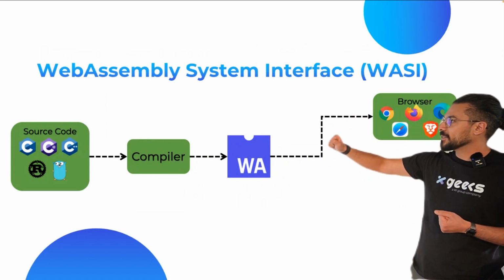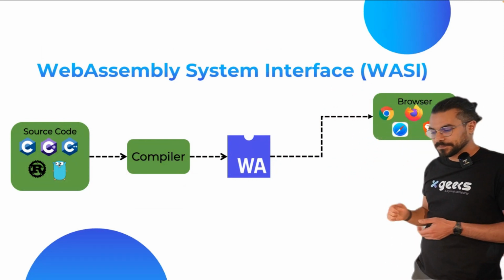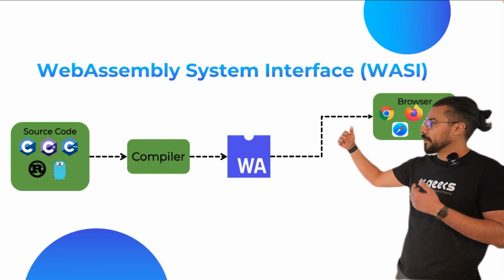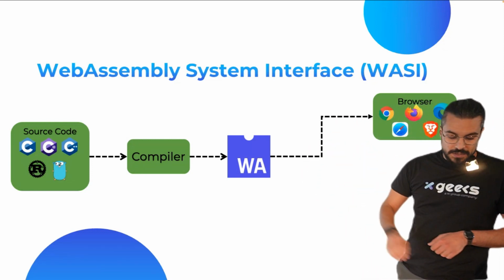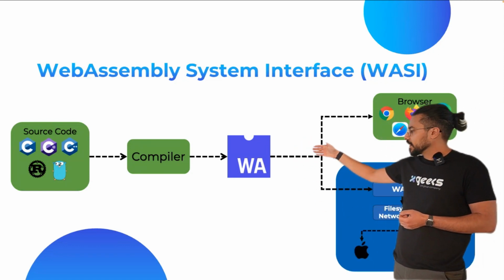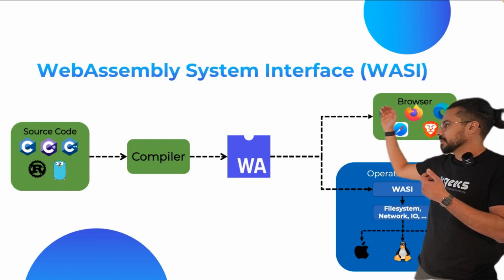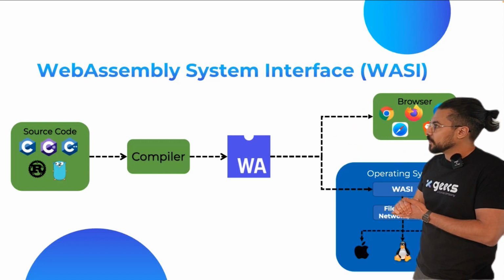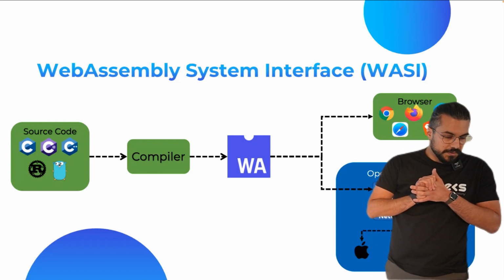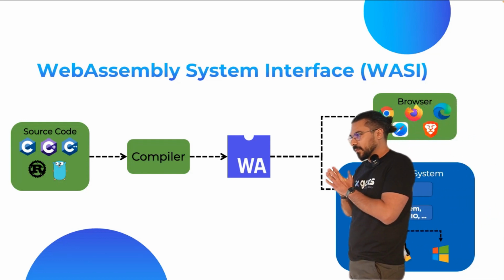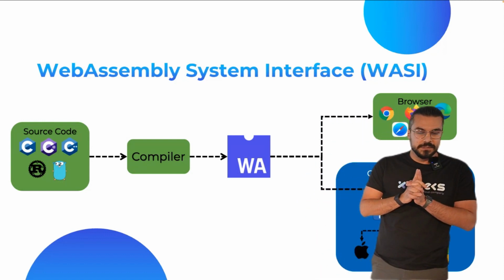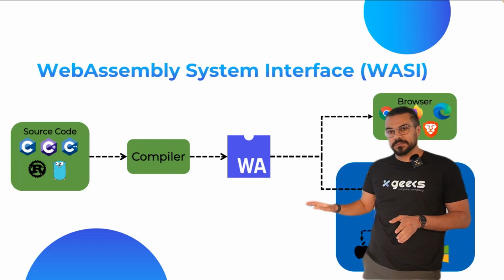So, WASI, or WebAssembly System Interface, is a standard interface that allows WASM modules to interact with system resources, like file system, network, and so on. So now imagine the possibilities of you having one binary, one source code, one code base that can run everywhere.